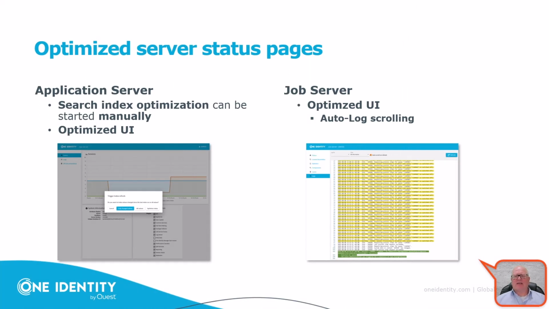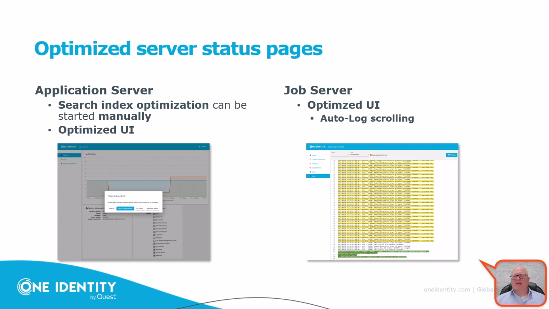First, the left-hand side, the application server front end. If you connect to the application server using a browser, you get a front end. Okay, you have to log in first. However, there is now a new functionality implemented which allows you to start the index optimization for the search manually, which was not possible before. Additionally, the whole GUI was improved a little bit and looks nicer and cleaner now.